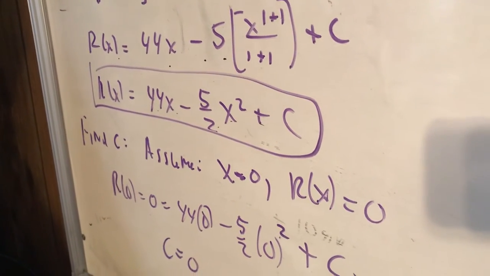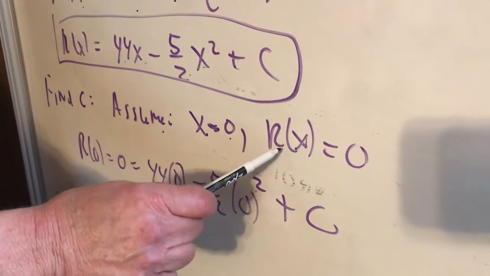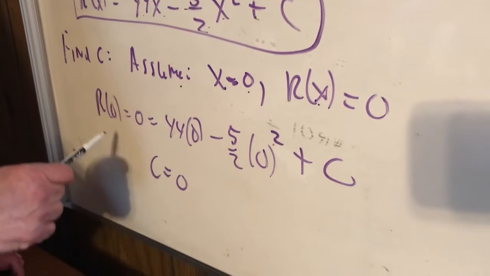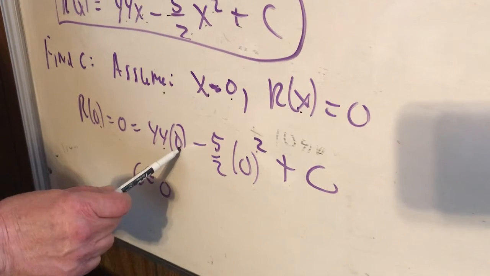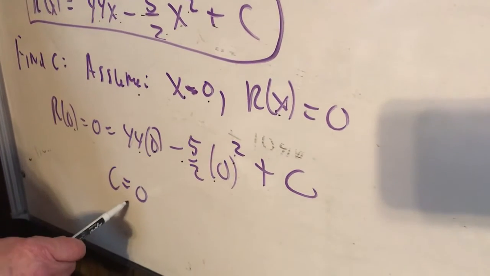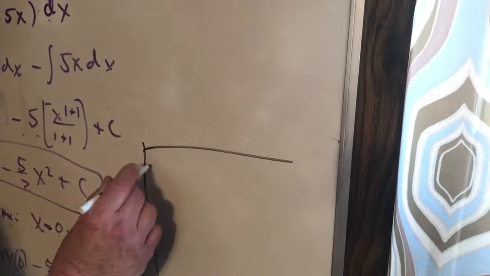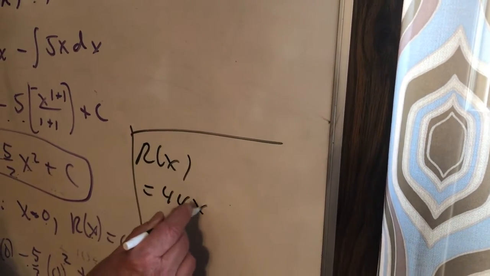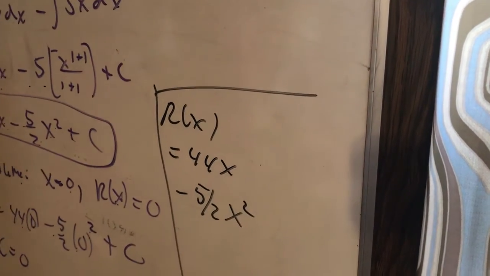Now we have to find c. We usually assume for a revenue that when x equals 0, R(x) equals 0. So we go into here and we put 0 for all our x's. 44 times 0 minus 5 half 0 squared plus c. So c equals 0. So our revenue function simply becomes 44x minus 5 half x squared.